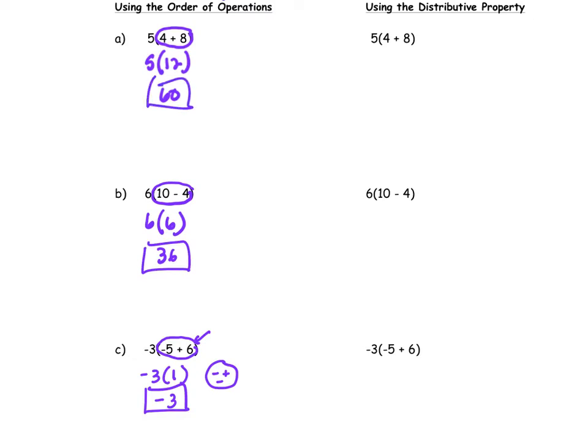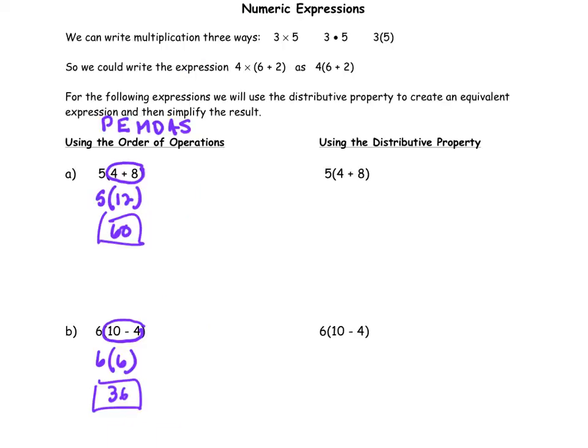And you may have noticed that the other side of the paper has exactly the same problem. But this time, we're going to use the distributive property. So let's go back up to the top. We already know that the answer to A is 60, but we're going to try to use the distributive property to get this same answer. And here's what the distributive property says. It says that whatever number's on the outside multiplies both numbers on the inside. And so we're going to try this.